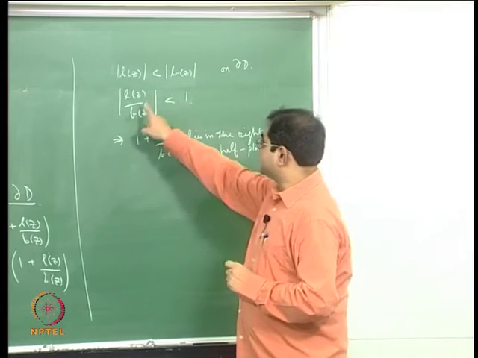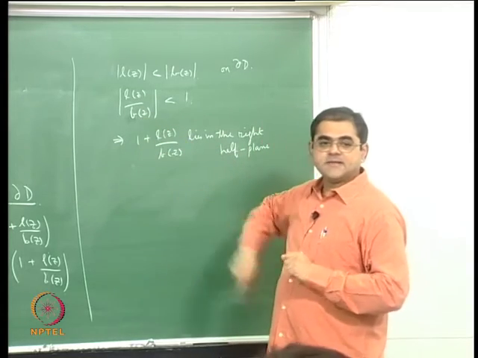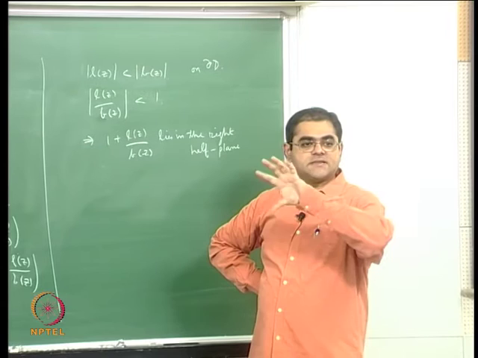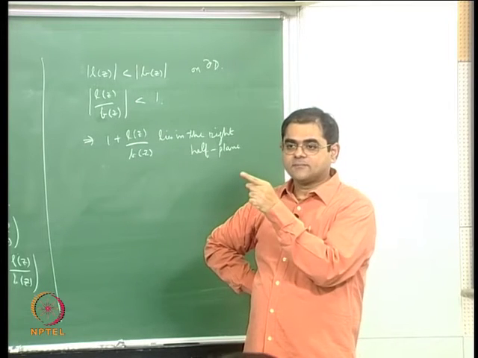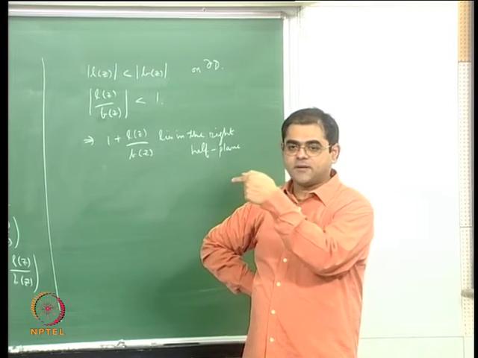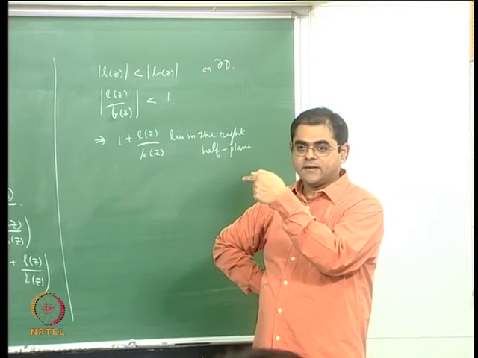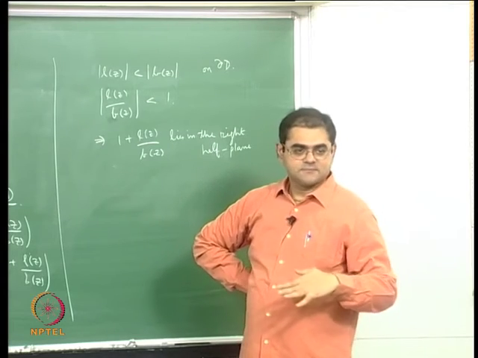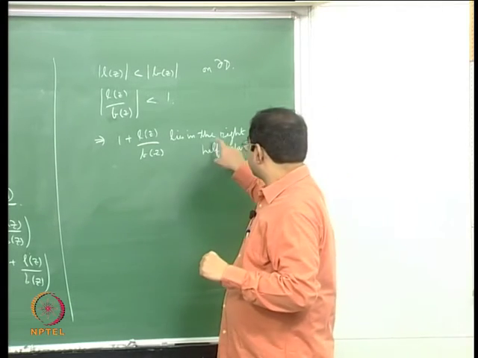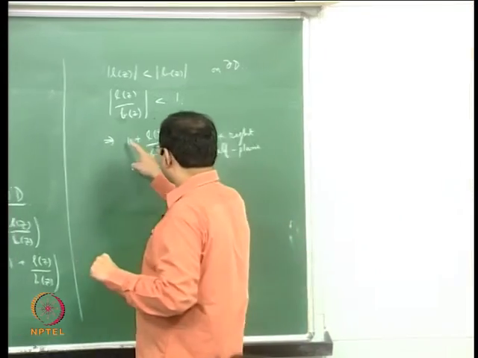You see, L(z) by B(z) is a complex number that lies in the unit disk, and to that you are adding 1, which means you are translating it to the right by 1 unit. Okay, and therefore it has to go to the right of the imaginary axis. So this lies in the right half plane.